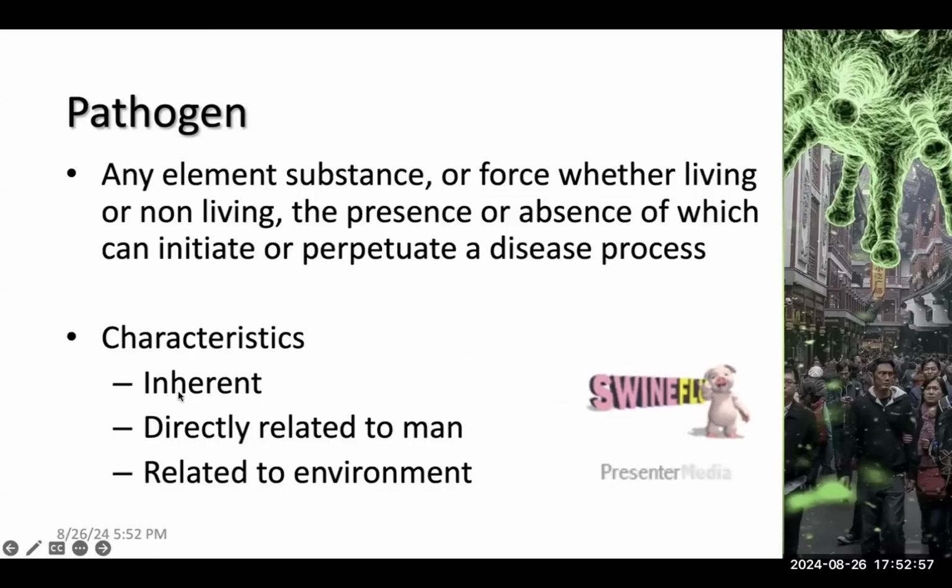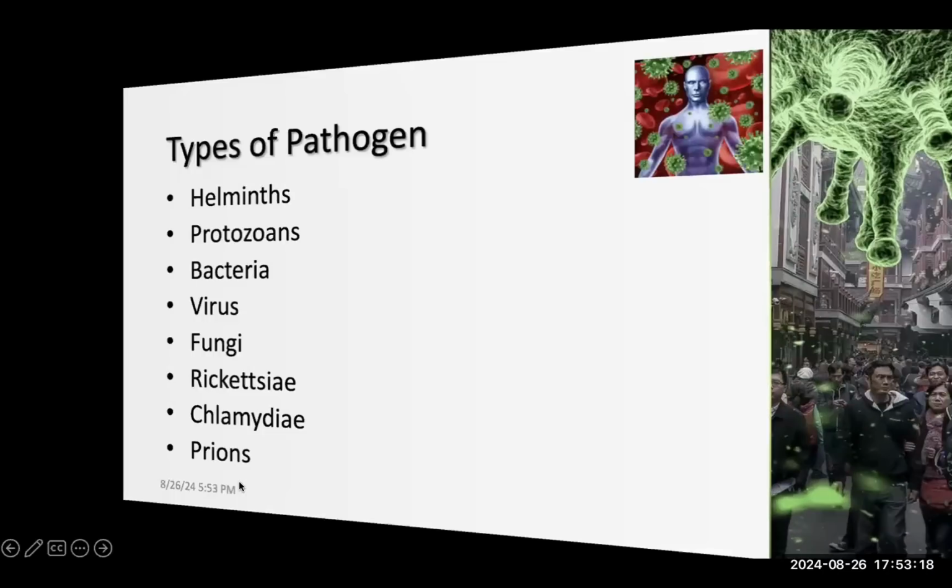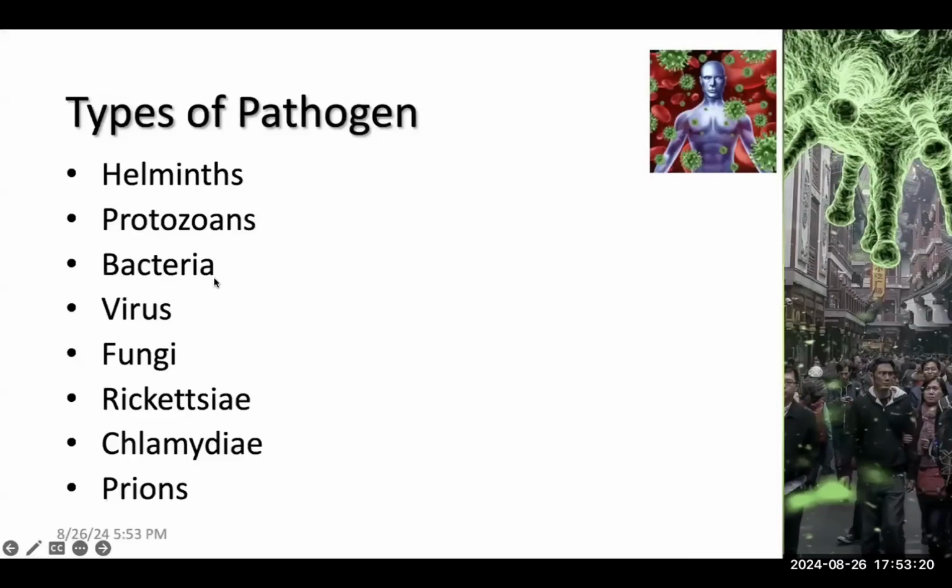The characteristics of the infection can be an inherent characteristic. Inherent characteristics of the pathogen include the capsids, the size of the pathogen, the cell membrane of the pathogen, or how infective the pathogen is. There are also characteristics directly related to man and characteristics related to environment. For the types of pathogen, you have helminths, protozoan, bacteria, virus, etc.